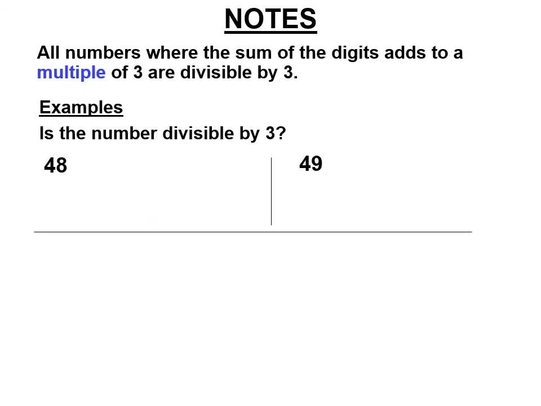So sometimes students get all the way to 7th grade and they don't know this trick. Is 48 divisible by 3? Is 49 divisible by 3? Well, you could sit there and divide, right? And if you did that, you would see 3 goes into 4, remainder 1. 3 goes into 18, 6. So yeah, it goes in 16 times.